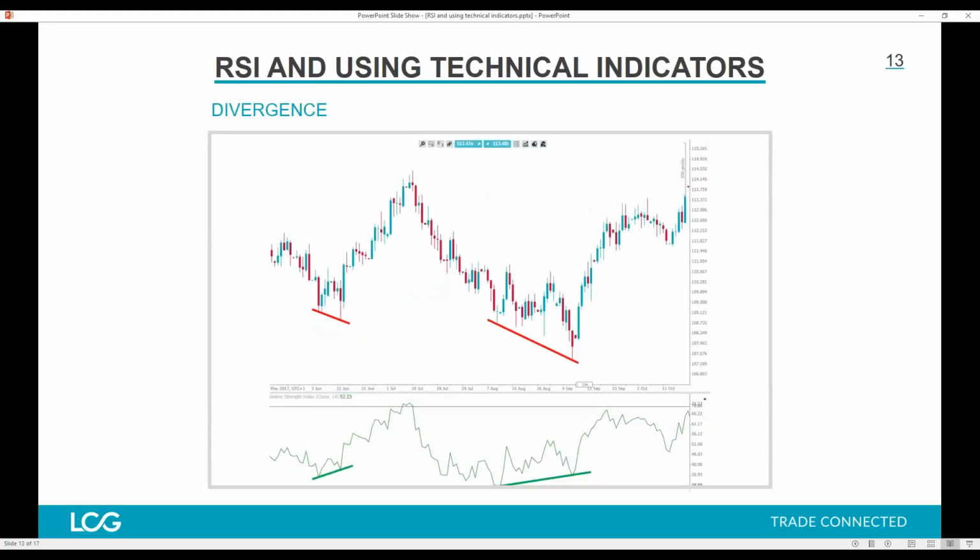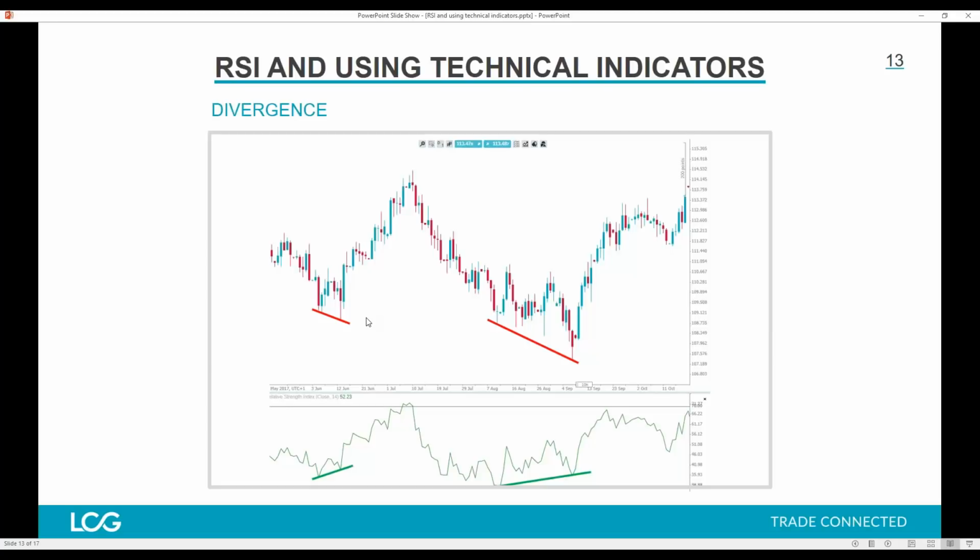So, switching gears to divergence. There's kind of convergence and divergence, if you like. Divergence is typically the one that will give you more of a signal, and it's how the RSI down the bottom here relates to the price in the top of the chart.